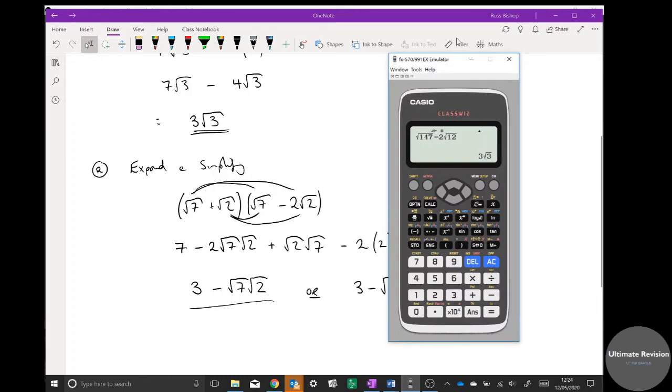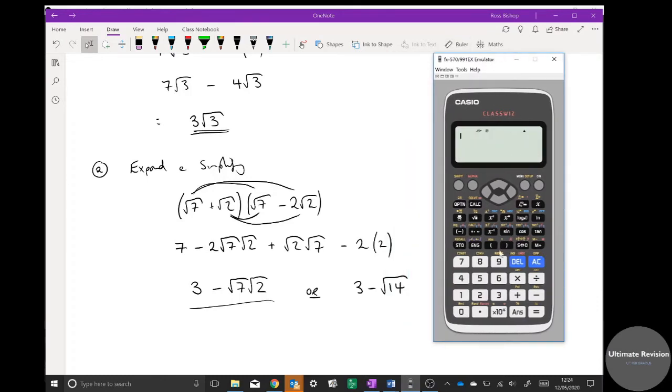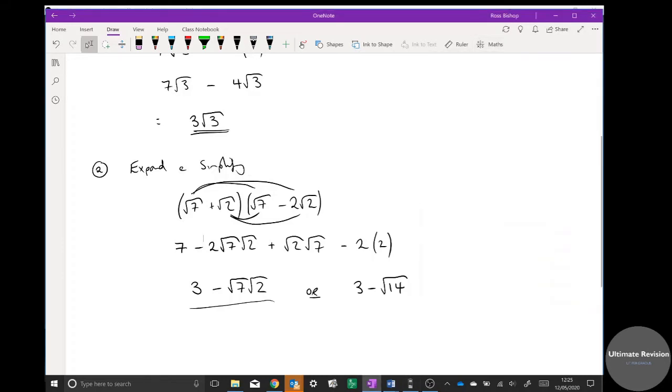And let's just check our answer. So again, with the ClassWiz, root 7 plus root 2, multiplied by root 7 minus 2 root 2, and 3 minus root 14. So they give it like that. So either is fully acceptable in an exam.